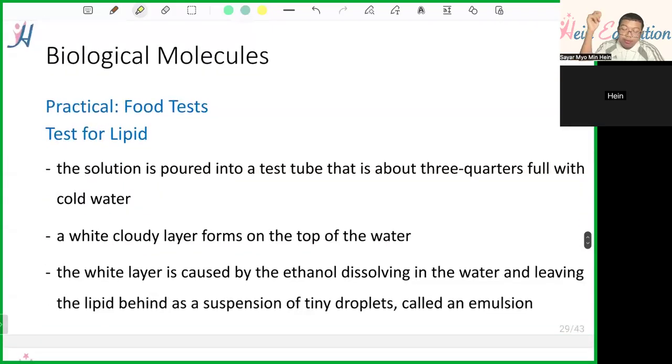And then the solution is poured into a test tube that is about 3/4 full of cold water, and if you find a white cloudy layer on top of the water, it is caused by the ethanol dissolving in the water and leaving the lipids behind as a suspension of tiny droplets known as an emulsion. So sometimes when they ask you in exams, they may also use the words emulsion test, and don't get confused, which is similar to the alcohol test or ethanol test, again the test for lipids. So that will be the emulsion test.